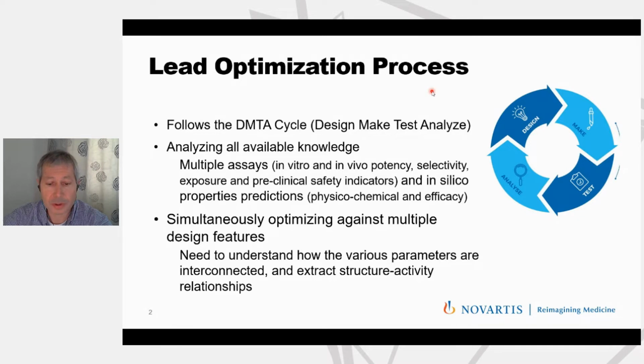This process follows the DMTA cycle: design, make, test, and analyze, where using all the available knowledge, hypotheses are tested by designing new candidate molecules. These molecules are synthesized and tested to generate new findings and information. One key step in this cycle is the analysis part. During the lead optimization, a plethora of information is needed in order to integrate all the available knowledge into the design of the next compound to be synthesized.